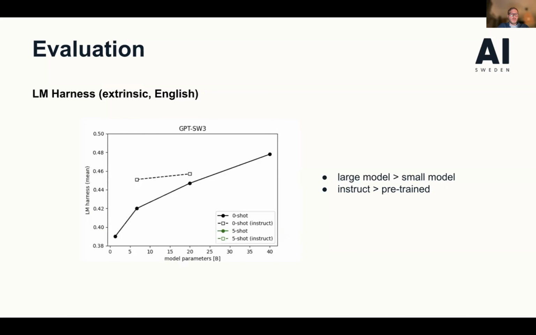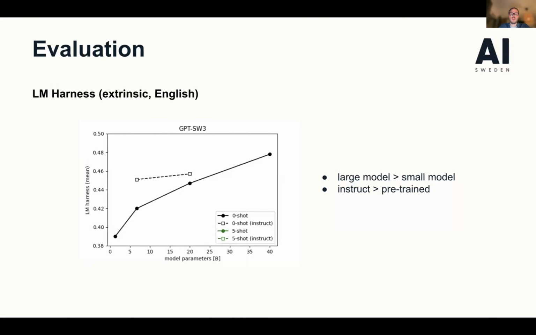So I'm going to compare our models on LM Harness here. What you see on the x-axis is the model parameters in billions of parameters, and the LM Harness mean score. From this plot, the solid line shows, not surprisingly, that large models are better than small models. The dashed line connects the two instruction models, the 7 billion and the 20 billion instruction fine-tuned models. And here we see that the instruction fine-tuned models on average are better.